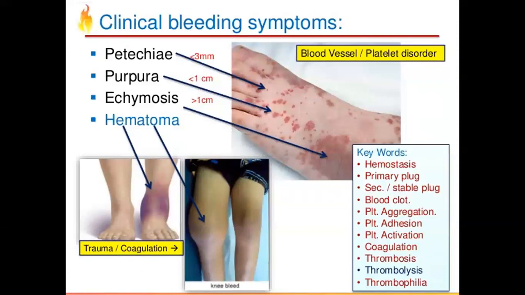Here, clinical bleeding symptoms. If the patient has an underlying bleeding disorder, you can see petechiae, purpura, ecchymosis, or hematoma. All of these are bleeding disorders. Petechiae, like in the first picture, you see how small it is. Petechiae are pinpoint red spots. You see this picture? Very small, right? Usually 2 millimeters across.